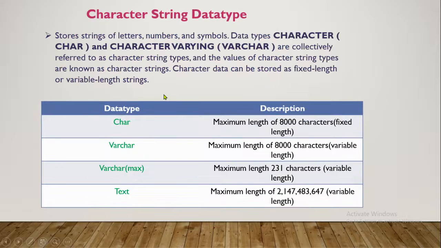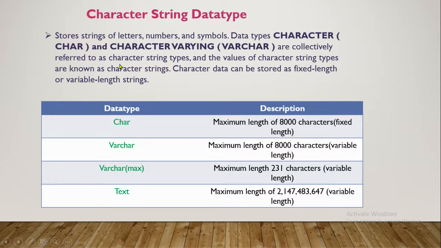Now the next data type is character string data type. It stores strings of letters, numbers, and symbols. The data types character and character varying, varchar, are collectively referred to as the character string types, and the values of character string types are known as character strings. Character data can be stored as fixed length or variable length, which means we can change it or we can fix it.